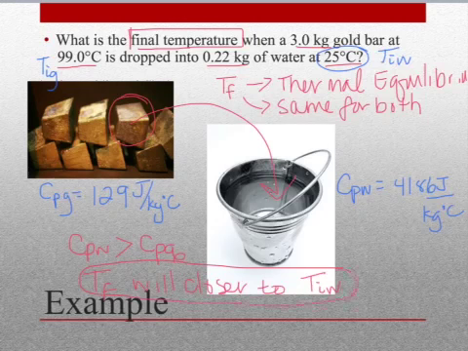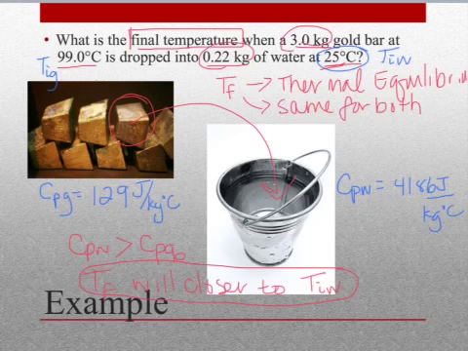Okay, so that's always a good thing you want to check when you're doing problems: does your answer make sense? So now that we've taken a look at this, we're going to hope we get an answer closer to 25 than to 99. And if so, we know our answer makes sense and we probably did it right. So we don't want to forget our mass of 22 kilograms of water and 3 grams of gold.